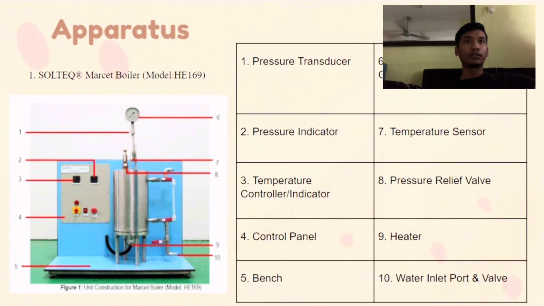So this is the apparatus for the Marcet boiler. Number 1 is the pressure transducer. Number 2 is the pressure indicator. Number 3, temperature controller or indicator. Number 4, control panel. Number 5 is the bench. Number 6 is the Bourdon tube pressure gauge. Number 7, temperature sensor. Number 8, pressure relief valve. Number 9, heater. And the last one, number 10, is the water inlet port and valve.